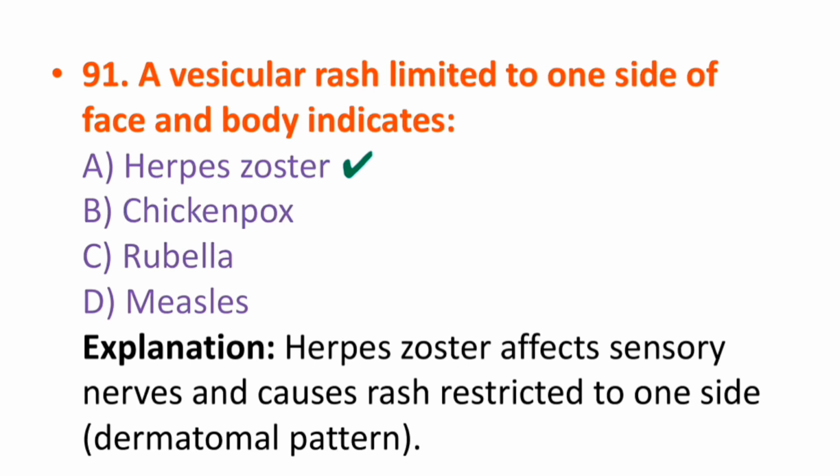A vesicular rash limited to one side of the face and body indicates option A, herpes zoster; option B, chickenpox; option C, rubella; option D, measles. The correct answer is option A, herpes zoster. Herpes zoster affects sensory nerves and causes a rash restricted to one side in a dermatomal pattern.